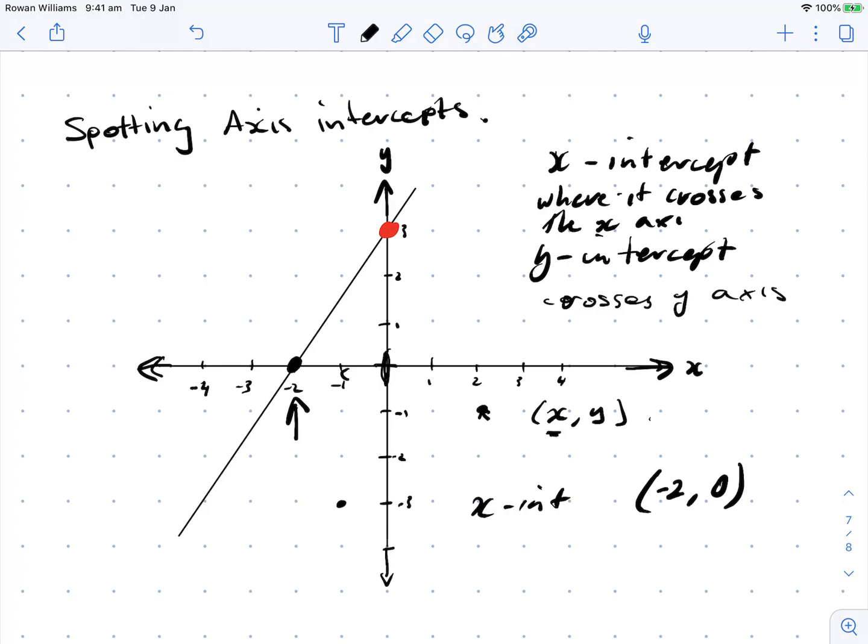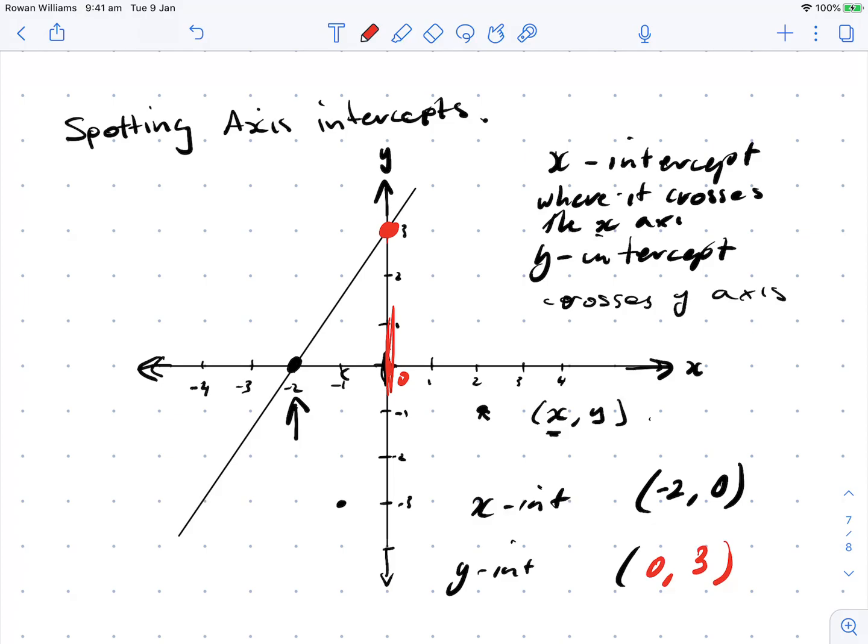That's my x-intercept. The y-intercept is where it crosses the y-axis. So this time, how far have I gone in the x direction? Well, I'm still just sitting on 0 for the red one, because I'm right on this line. So this point here is 0, comma, and then how far have I gone in the y direction? Well, I've gone up 3. So that's how we write it.